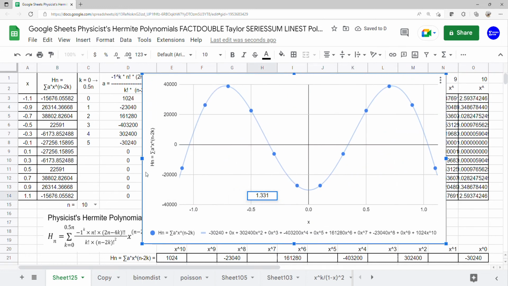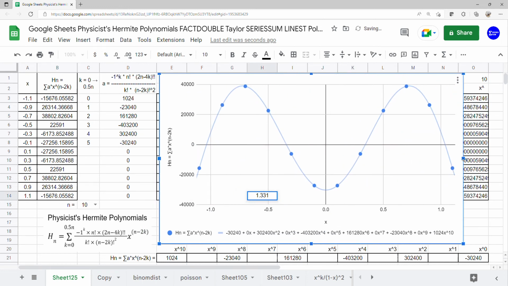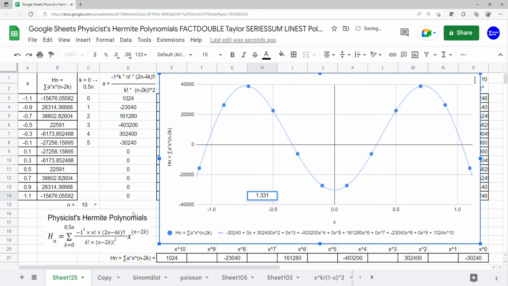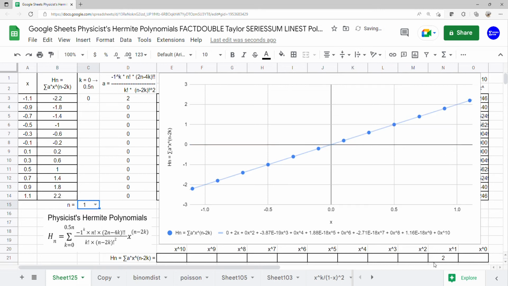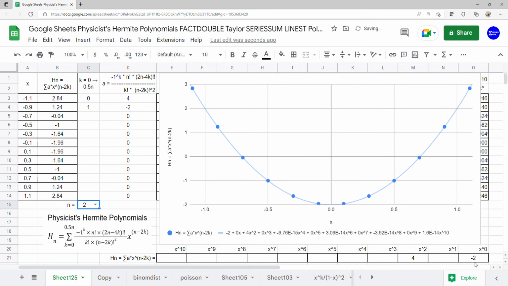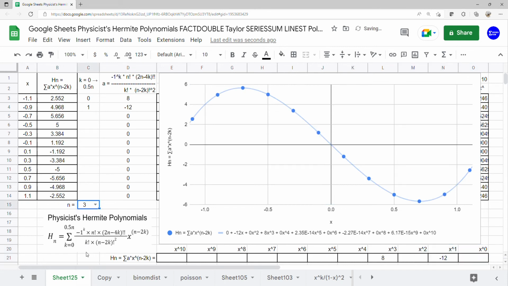We have the polynomials. Let's start with the value of n equals 0. At n equals 0, it is 1. N equals 1, it will be 2x. N equals 2. That's minus 2 plus 4x squared. N equals 3. That's minus 12x plus 8x cubed.